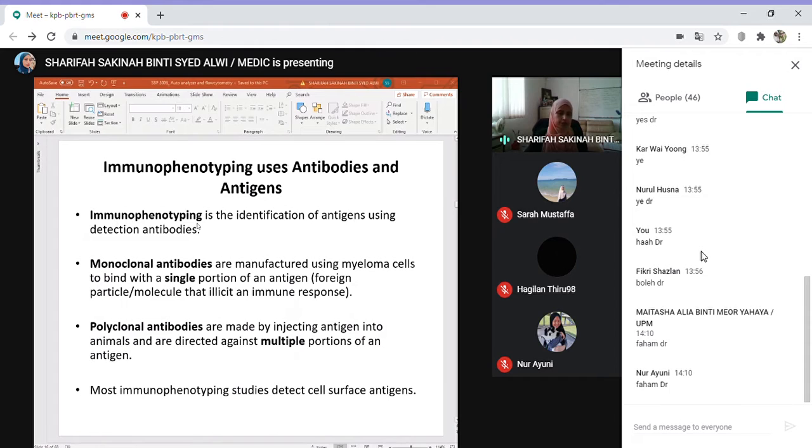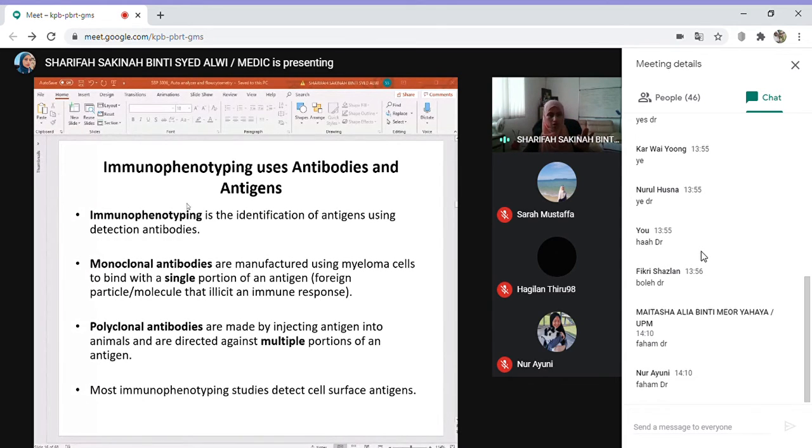So immunophenotyping uses antibodies and antigens. Immunophenotyping is the identification of antigens using detection antibodies. Monoclonal antibodies are manufactured using myeloma cells to bind with a single portion of an antigen. Polyclonal antibodies are made by injecting antigen into animals and are directed against multiple portions of an antigen. Most immunophenotyping studies detect cell surface antigen.